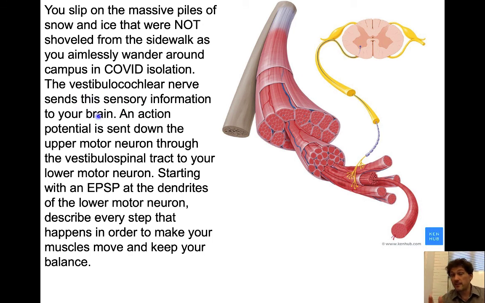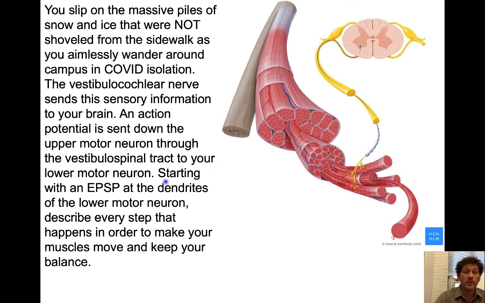You should practice and revisit all that information. What structures are involved? How is that moving along? Take what you learned in lab and tie it all together. So we send an action potential down our upper motor neuron through that vestibulospinal tract. Hey, remember that one? Let's practice that. And that goes to our lower motor neuron.